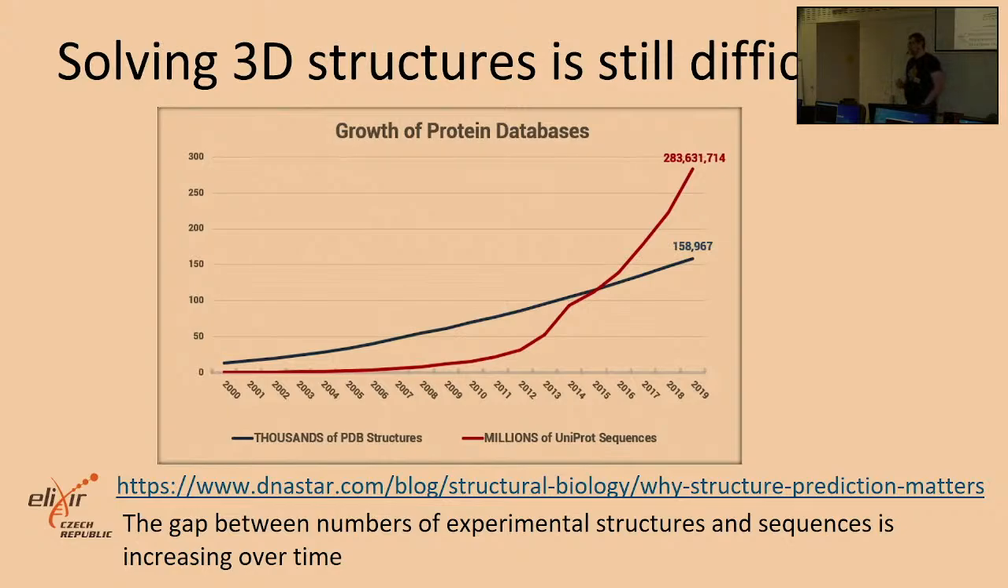So for that reason, if we want to work in structure-based design or structural biology, then any prediction method that would take the sequence and make a model almost as good as the experimental structure would be tremendous.